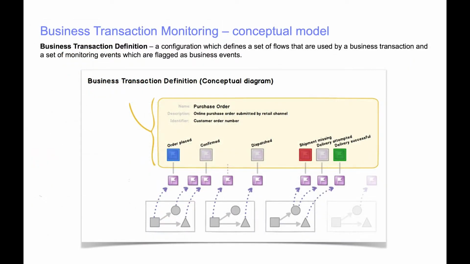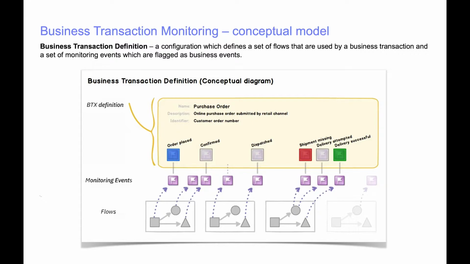Business transaction monitoring requires you to define monitoring events in your message flows. Each monitoring event must have a global transaction identifier. This is needed so that ACE can correlate the monitoring events as part of a single business transaction. Having defined and deployed your message flows with monitoring events, you can create a business transaction definition.